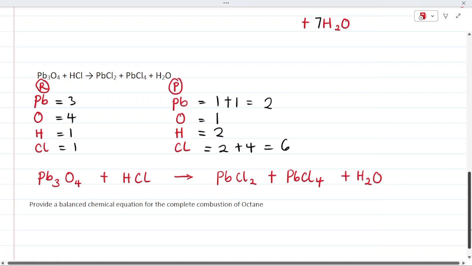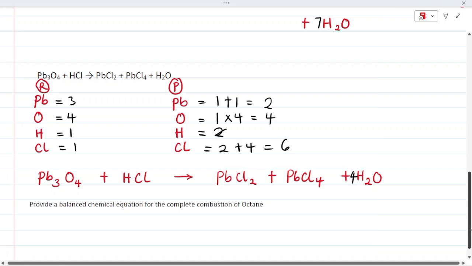Alright, so we'll go with oxygen first. Oxygen here is 4. On the product side is 1, so make it become 4. That's 1 times 4, which is 4. So I come to have oxygen on the product side and place a 4 there. When you recount, hydrogen is no longer 2, it is now 8.